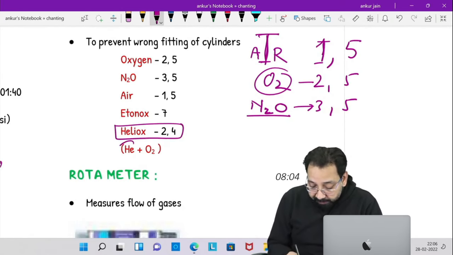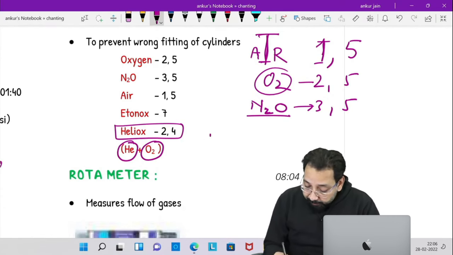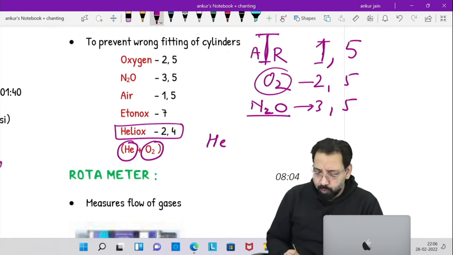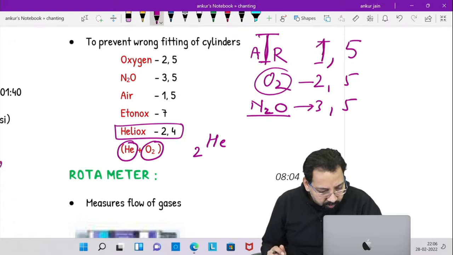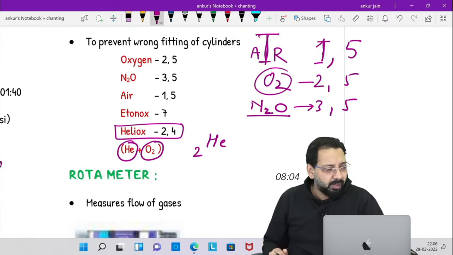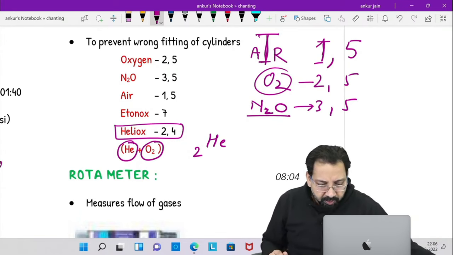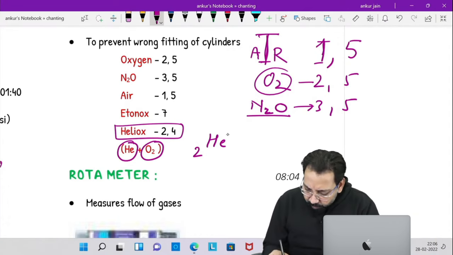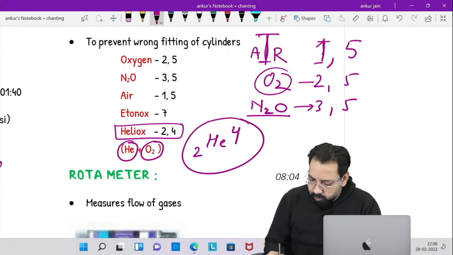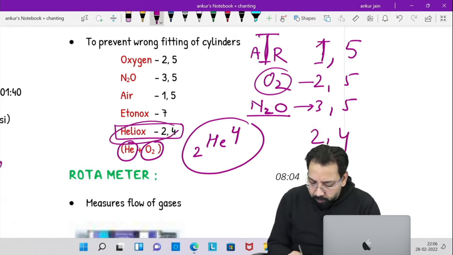Heliox is made up of helium plus oxygen, and helium, if you have read in 10 plus 2, is 2He4. So 2, 4. So heliox is 2, 4.